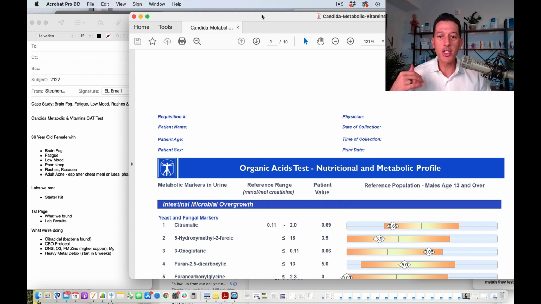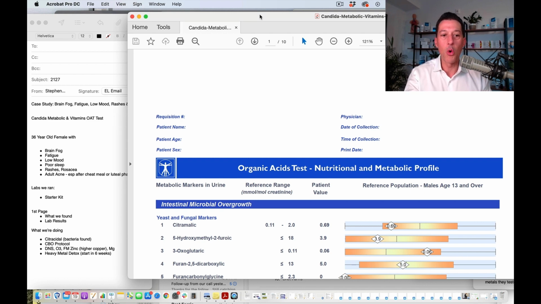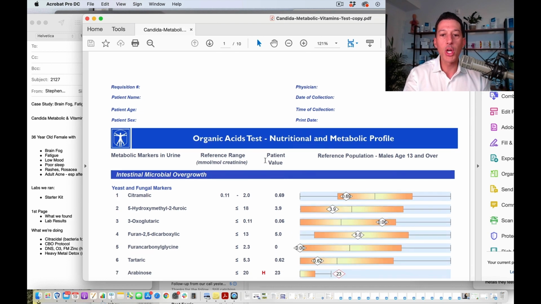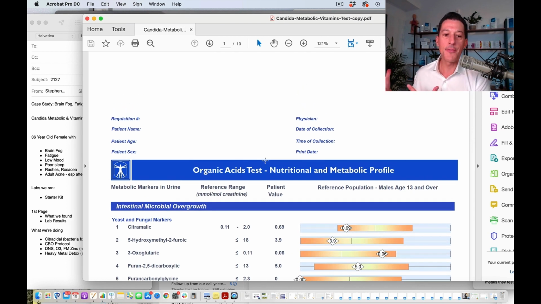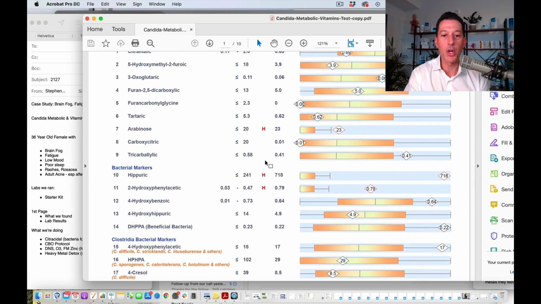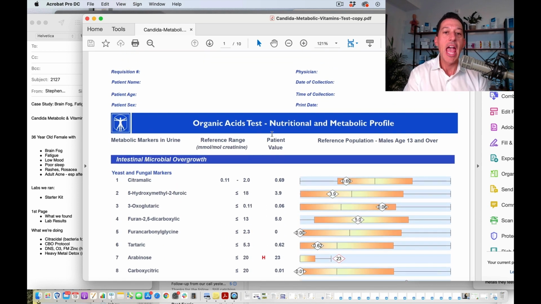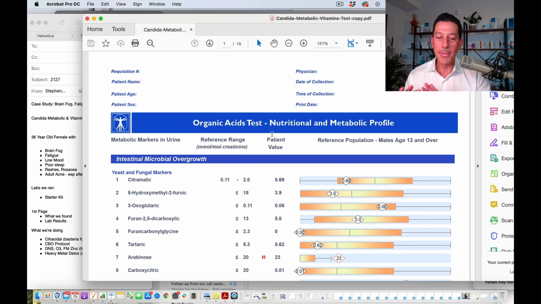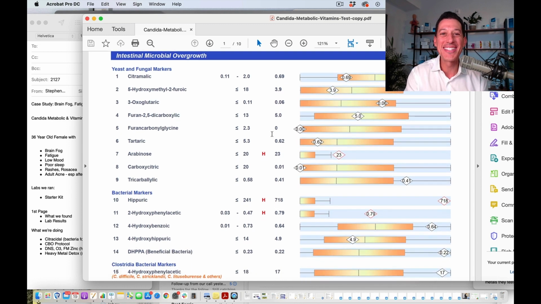You really can, because as you're about to see in a moment, we can pinpoint exactly what's going on with the person's gut based on a simple urine-based lab. So this is called the Candida Metabolic and Vitamins test that I'm going to go over with you right now. We're going to go over the first page only. This has 72 biomarkers, and today we're going to be going through 18 of those 72. In subsequent case studies, I'll go over the additional pages as well. But again, it's a very big lab, and I don't want your eyes to glaze over as we're going through this. But this is extremely important.